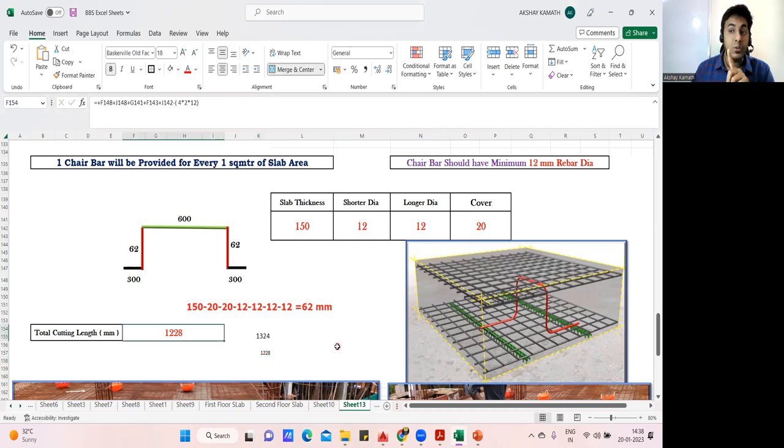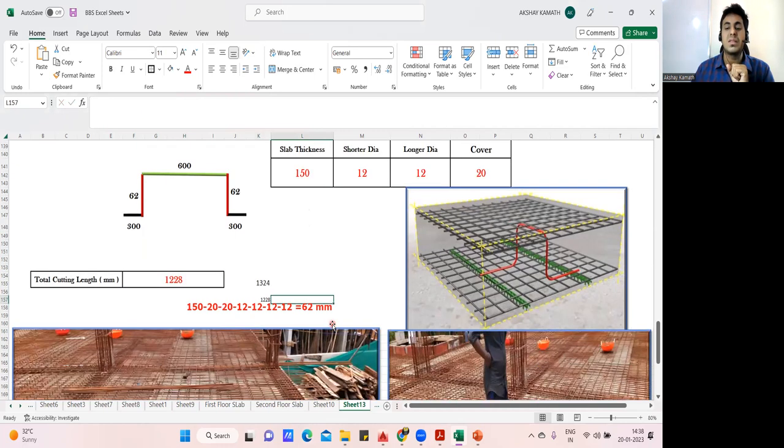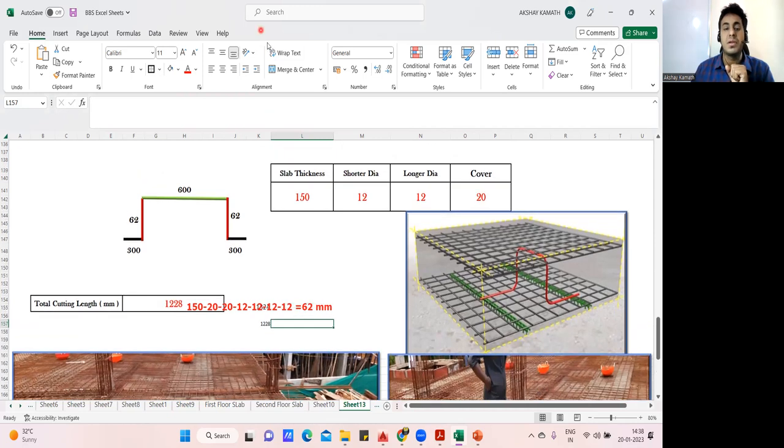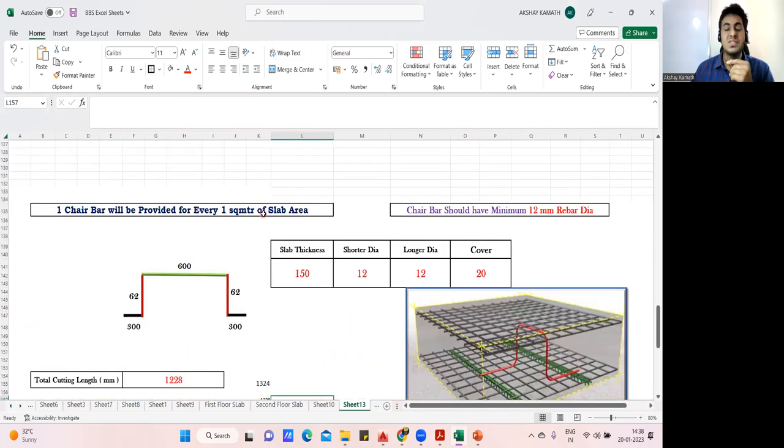Again, it's totally up to you what you practice on your side and what kind of projects you're working on. If you want to do the bend deduction, the answer will be 1228, considering four 90-degree bends. If you're not doing a bend deduction, no problem, your answer will be 1324, because 300 plus 62 plus 600 plus 62 plus 300 comes to 1324. Clear? You understood how it has to be done? That is how the chair bar BBS has to be done.